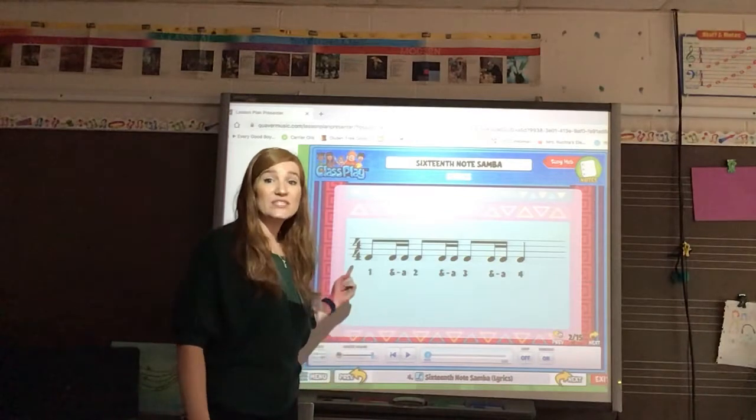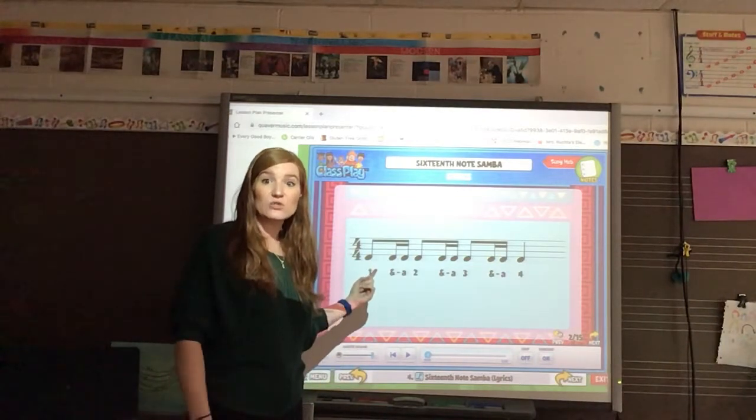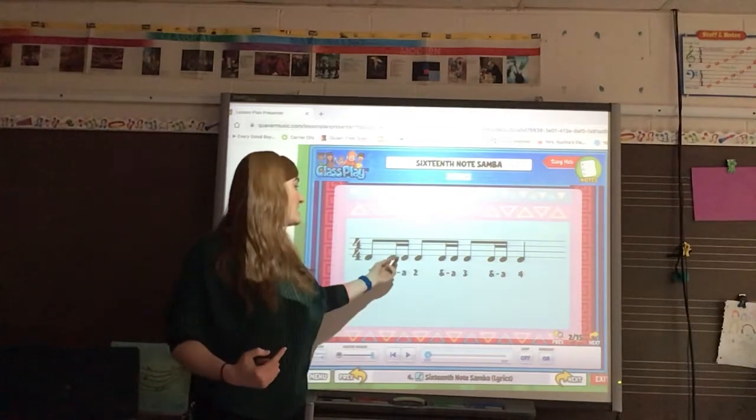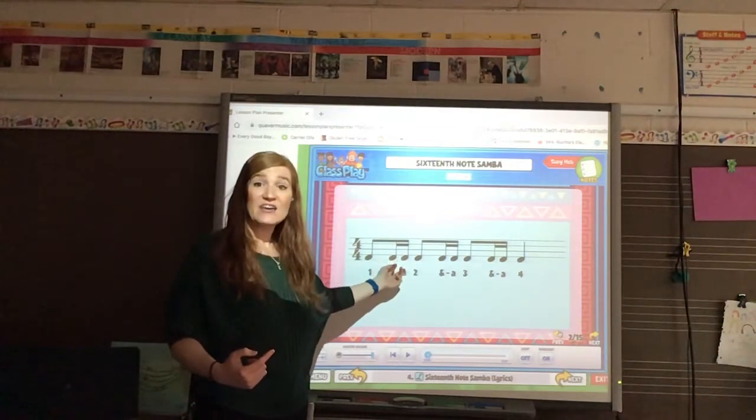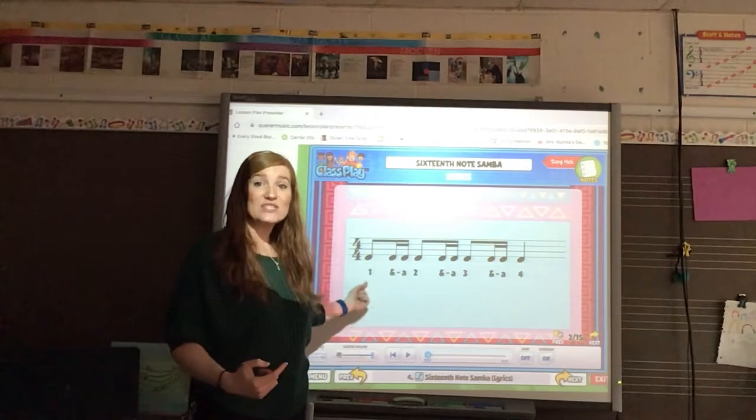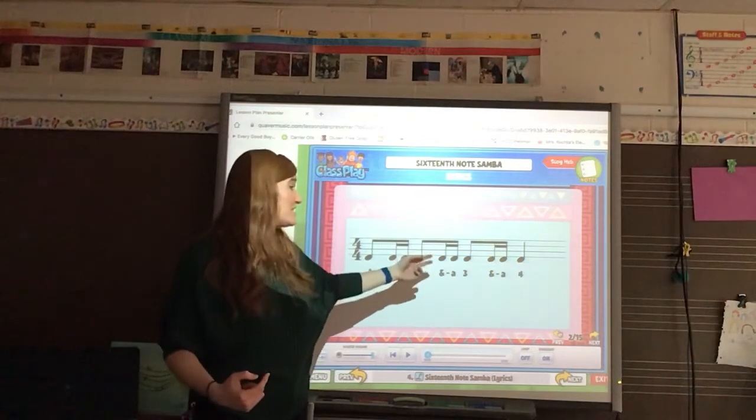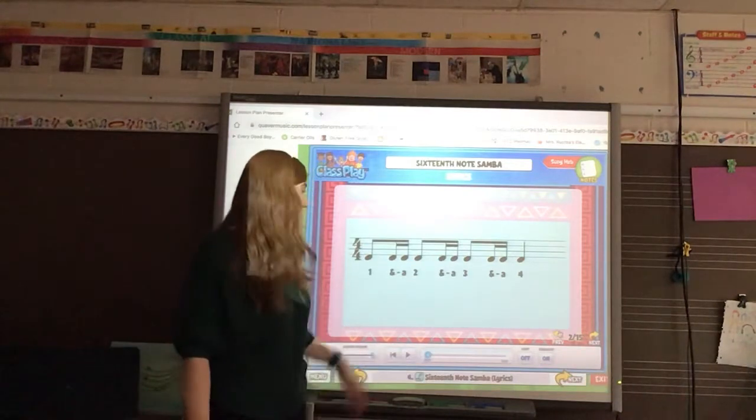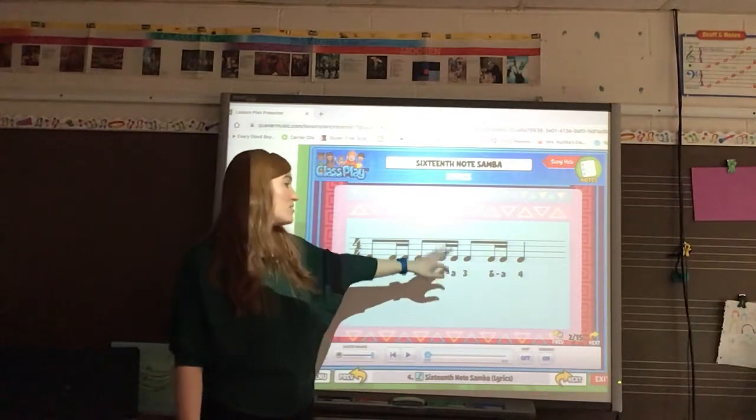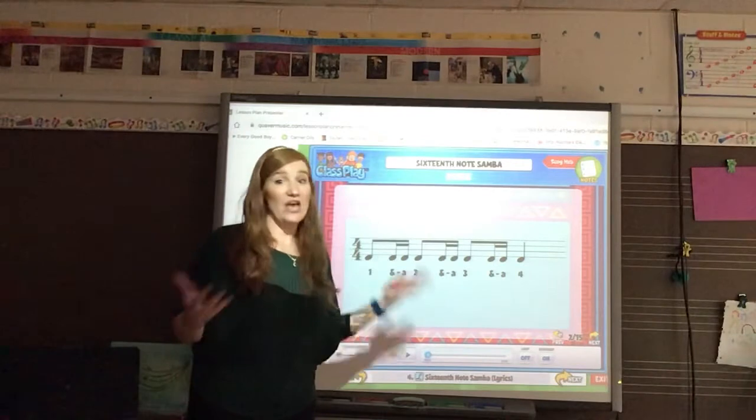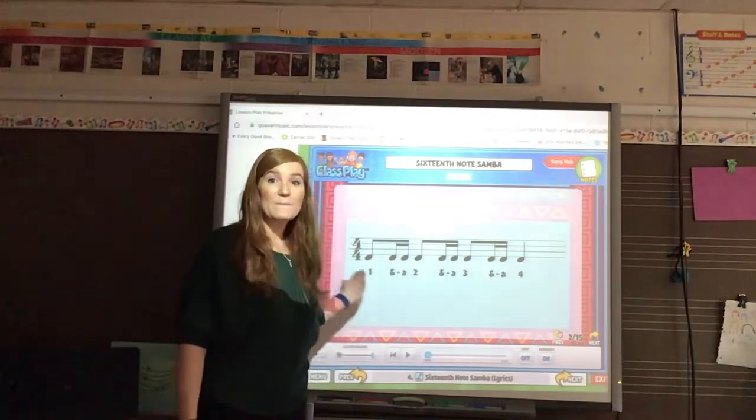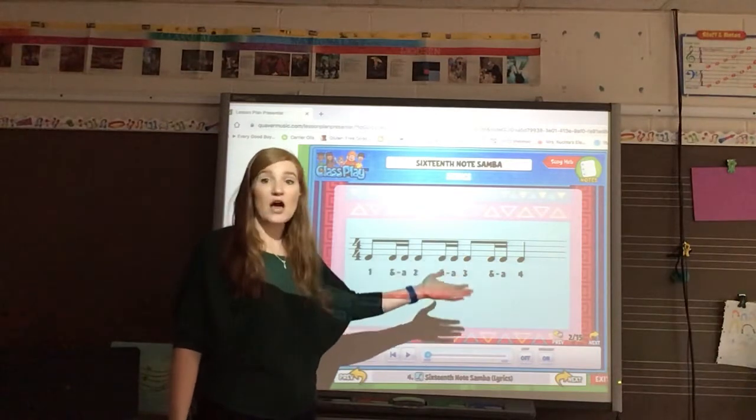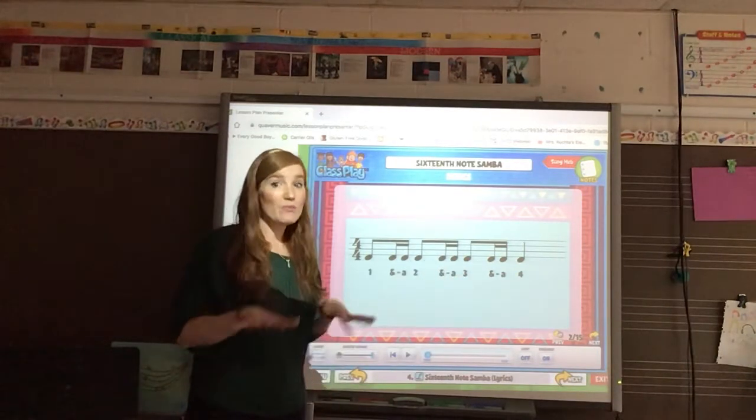Now what do we say for eighth notes? We say ti for eighth notes. So 1 eighth note is a ti. Then we say tika for two 16th notes. So this is ti, tika, ti, tika, ti, tika, ta. Or you could say 1 and a 2 and a 3 and a 4. Whatever you feel more comfortable with. But this is ti, tika, ti, tika, ti, tika, ta. Okay?